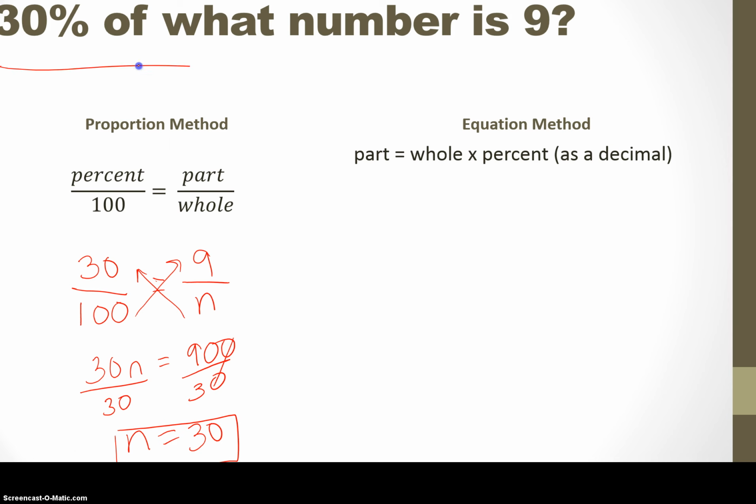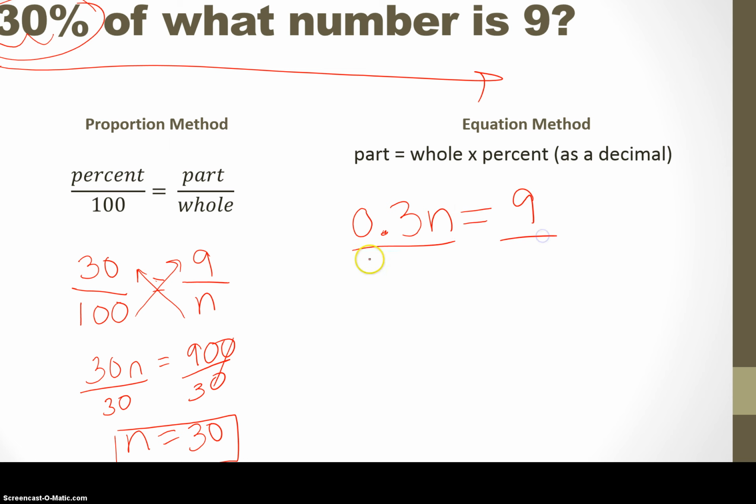With the equation method, excuse me, let's just translate it left to right. The only thing you have to do is change your percent to a decimal. So do that, move it 2 spots to the left. 30% becomes 0.30. Of what number? Of means multiply. Is means equals 9. Divide both sides to isolate your variable, and you get your answer of 30 again.